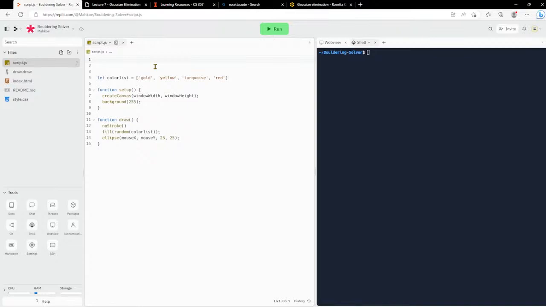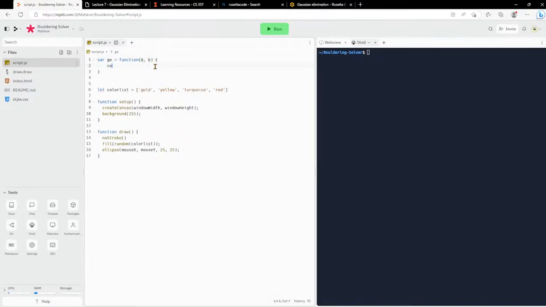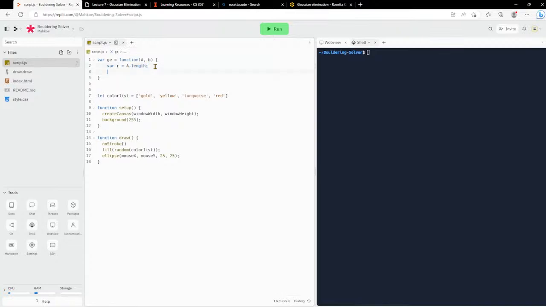So var g, is this how you write it in JavaScript? Function of mat. I'll just say A and B, which are the classic names. Return 6, I don't know. That seems like, okay, fine. So var r is equal to a dot length. Var c is equal to a 0 dot length. There are assert statements in JavaScript.